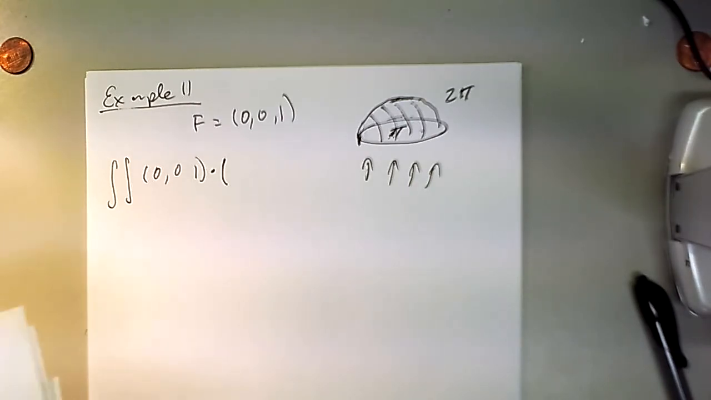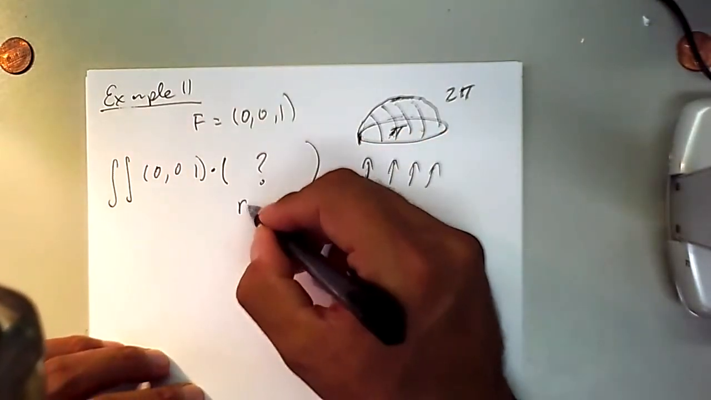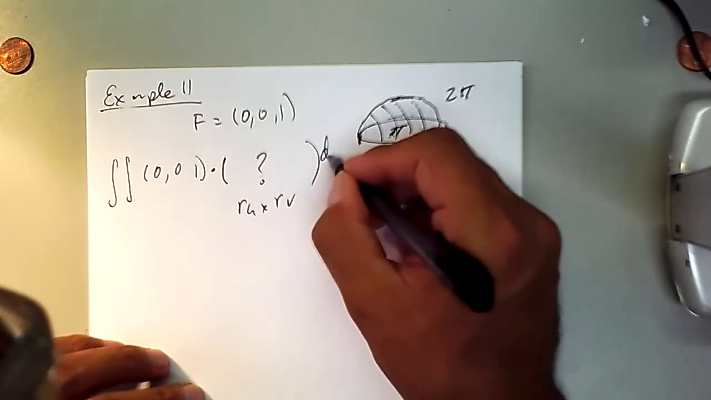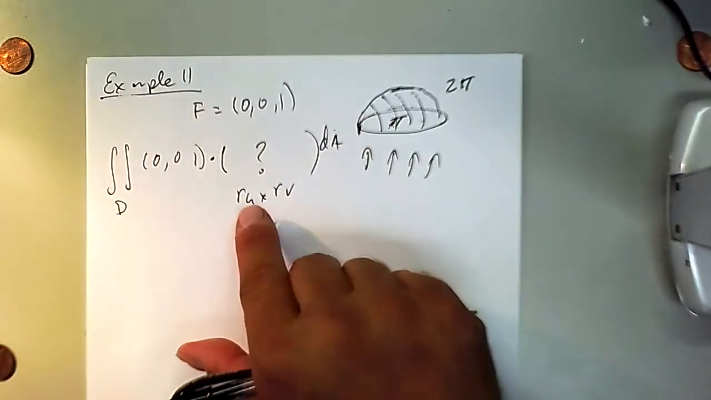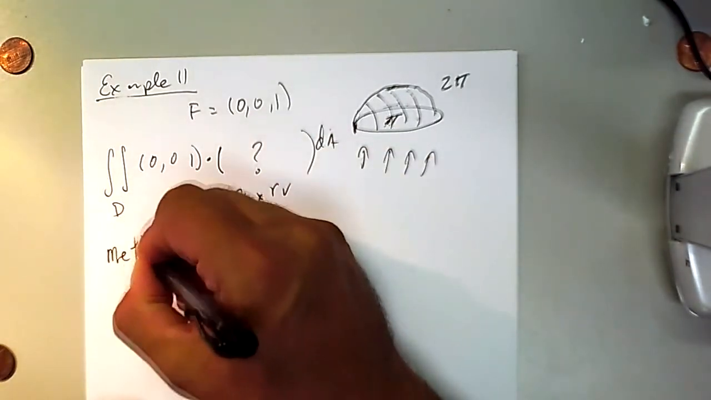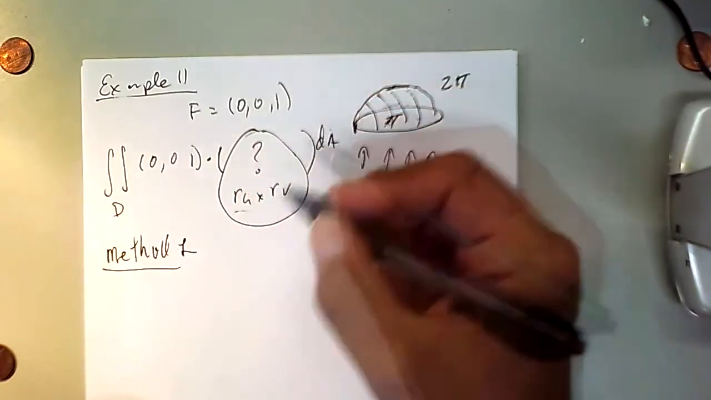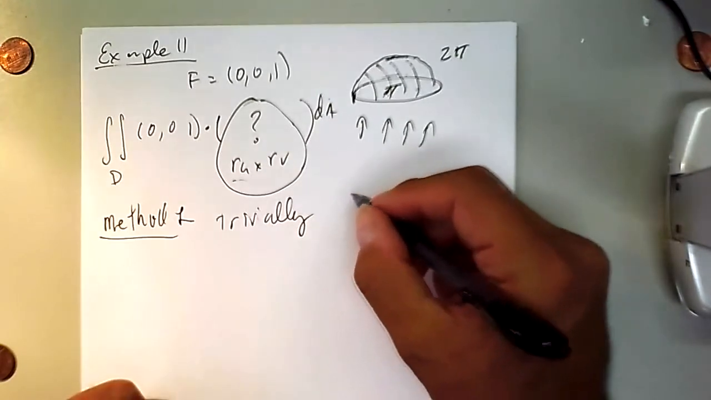I don't want to repeat necessarily work we've done earlier, but I might do it. So the question is, what are we going to put here for the other vector, which is going to be r sub u cross r sub v, with respect to some area dA? Okay, guys, that depends on what you use for parameterization. So let's use method 1. So what goes here depends on the parameterization. Let's use a trivial parameterization, trivially.